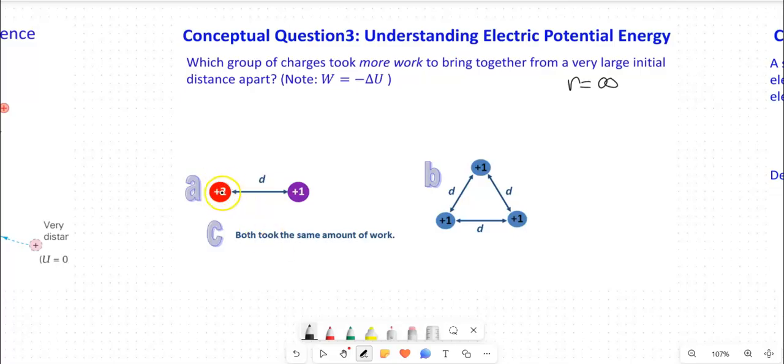With A, you're moving a positive 1 charge from an infinite distance to a distance d away from this positive 2 charge. In this other case here, you're taking all three of these charges that are an infinite distance away from each other and pushing them closer to the distance d away from each other. So which one is going to take more work, or are they the same? All right, pause the video now.